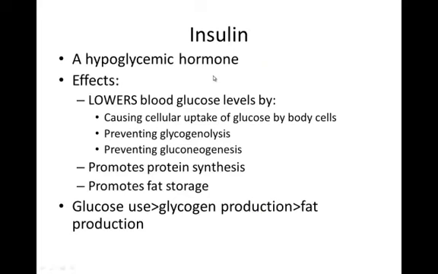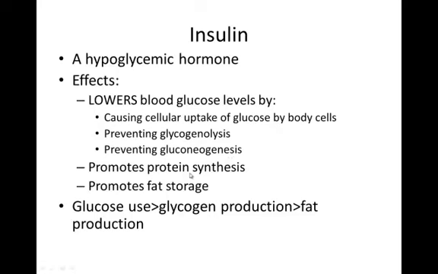So we'll talk about insulin first, and insulin is your hypoglycemic hormone, so its effect is to lower blood glucose. That's what a hypoglycemic hormone does. And it does this by telling the cells of your body to take glucose up. Take the glucose out of the blood and put it inside the cells. And it also has two other effects. It prevents glycogenolysis, so it prevents the liver from breaking down glycogen, and it prevents other cells like the liver from making new glucose from non-carbohydrate products. That's what gluconeogenesis is.